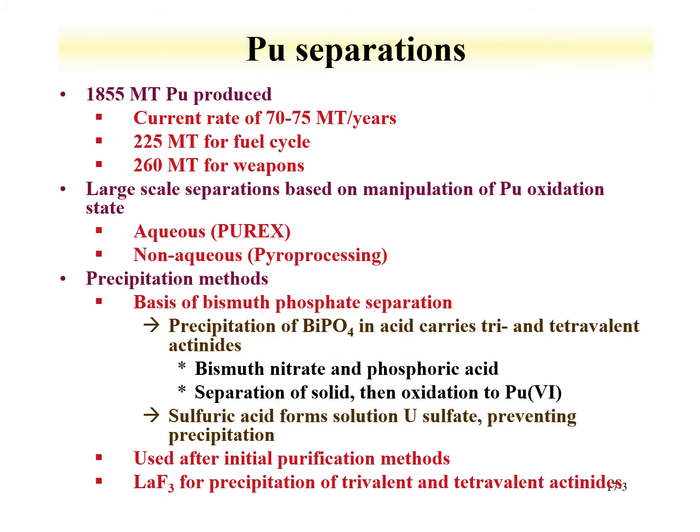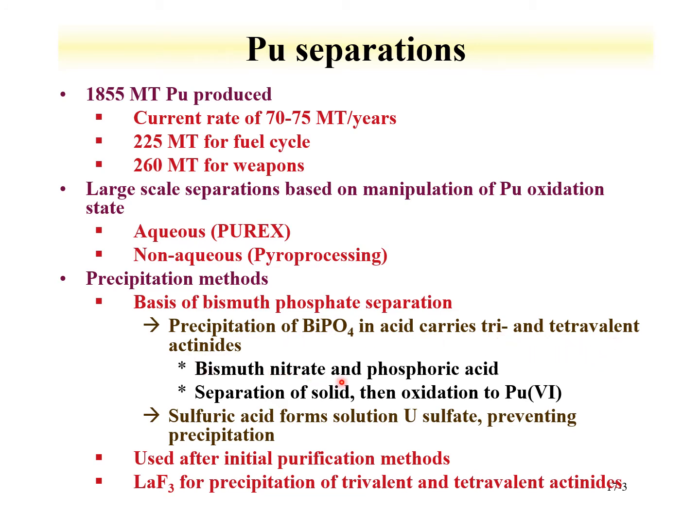These precipitates carry tri- and tetravalent actinides. So unlike some of the solvent extraction systems where we get tetravalent and hexavalent metal ions traveling together, in this case we get the trivalent and the tetravalent. So one could form this carrier type process with bismuth nitrate and phosphoric acid. You can then precipitate out the solid, separate it, and then achieve any further separations based upon the exploitation of the chemistry. So for instance, plutonium could be in the 3 or plus 4 oxidation state.